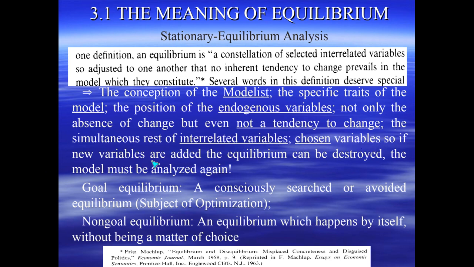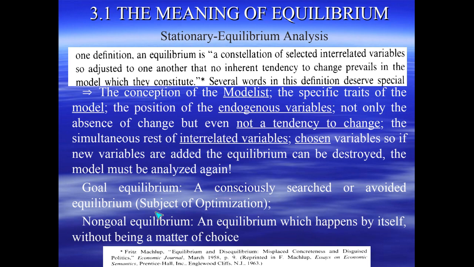And chosen variables. So if new variables are added, the equilibrium can be destroyed. If you have an equilibrium situation and then you add some exogenous variables to the model, for instance, the equilibrium may be destroyed. So chosen variables means this. If new variables are added, the equilibrium can be destroyed. The model must be analyzed again. Definitely. Very good definition and very, very important points.